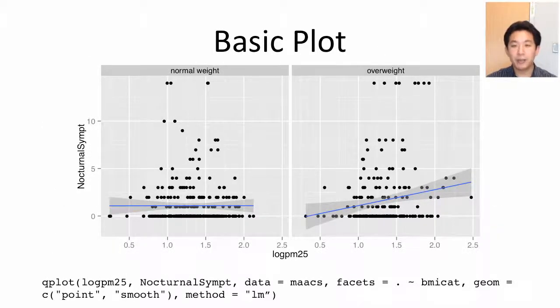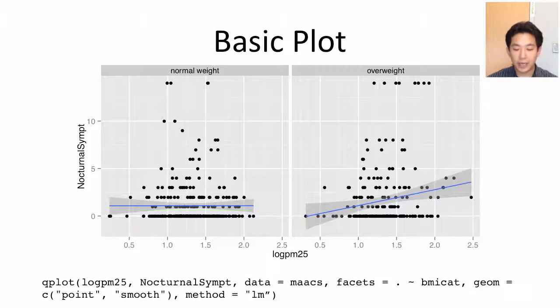So here's a basic plot. I made this using the ggplot function. You can see the code down there at the bottom. The basic idea is I've taken the scientific question in the previous slide and translated that into a plot. So I plotted the relationship between nocturnal symptoms, the number of days in the past 2 weeks where there were symptoms at night, so symptoms while sleeping, for example, and the log of the PM2.5 indoor value.